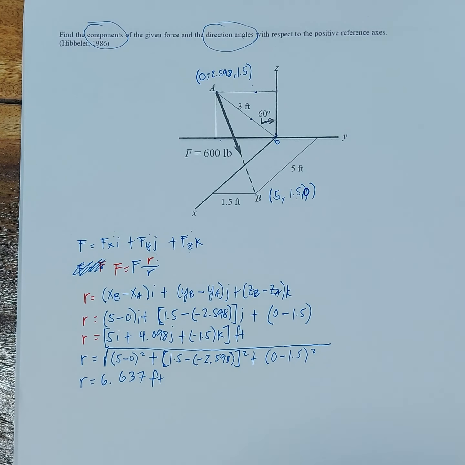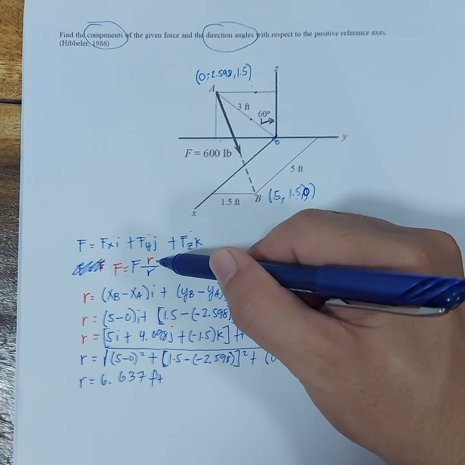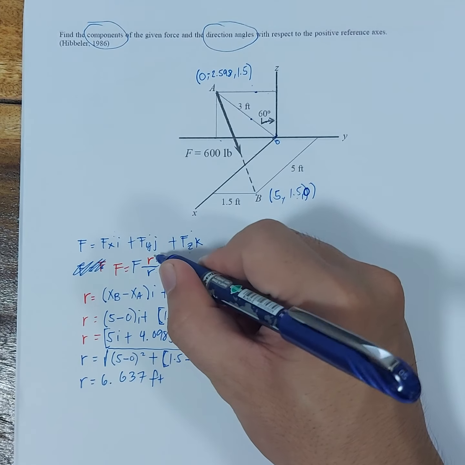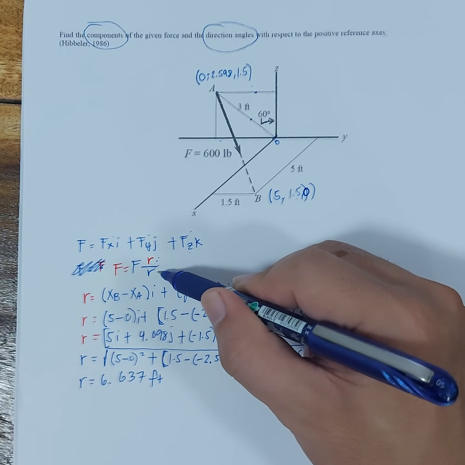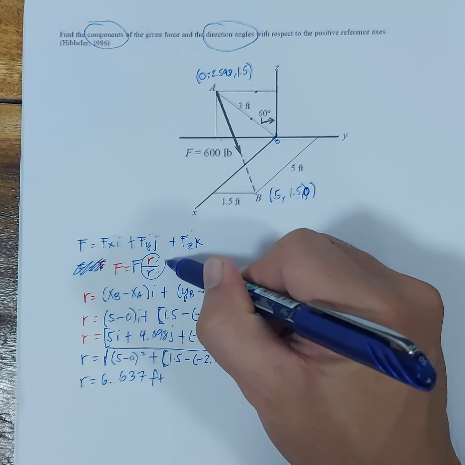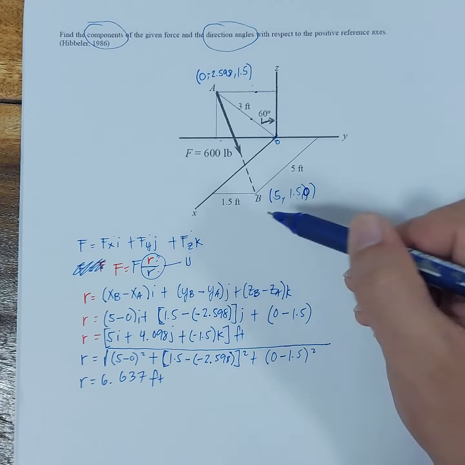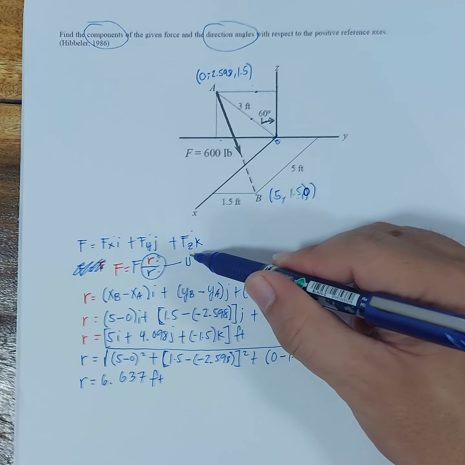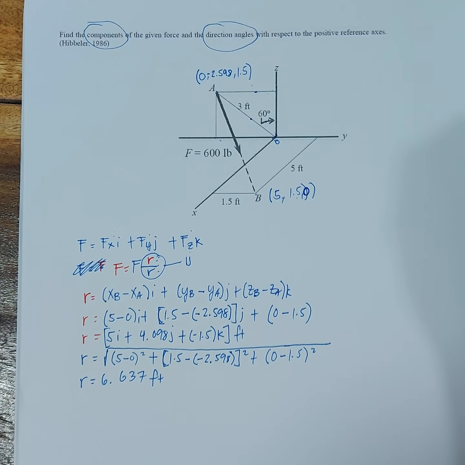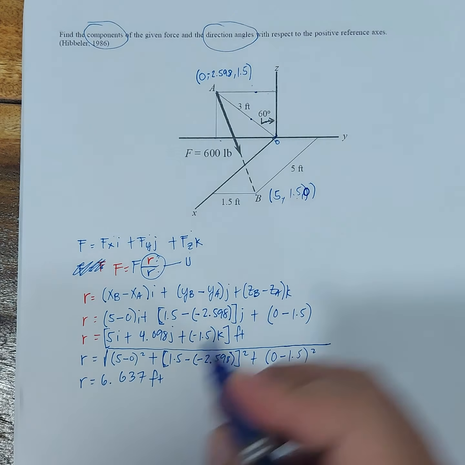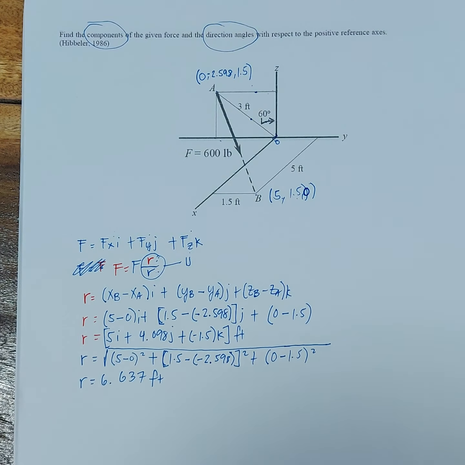So, feet. Okay? Actually, this ratio of our position vector to the distance is our unit vector U. That is our unit vector. Okay? So, I think we're good.